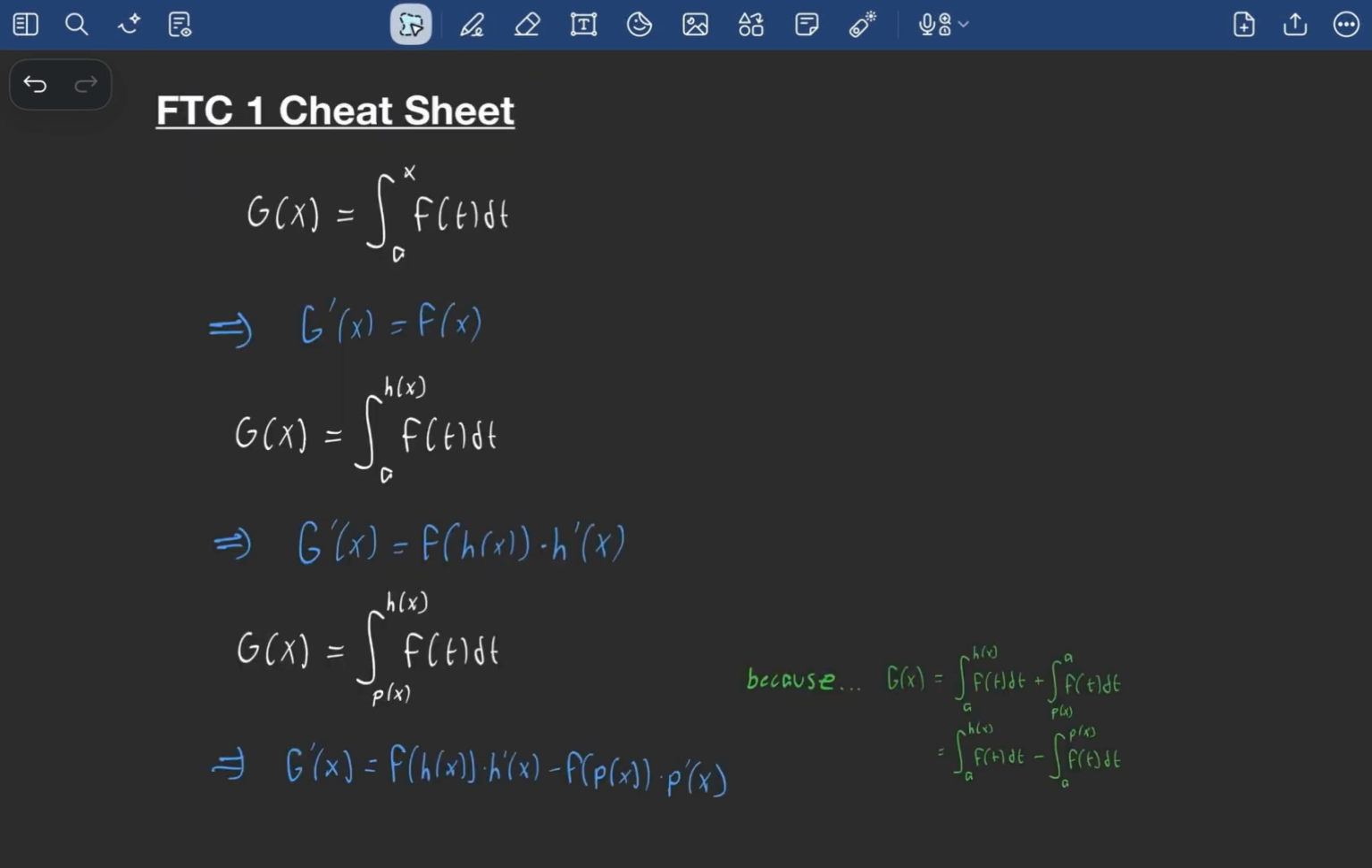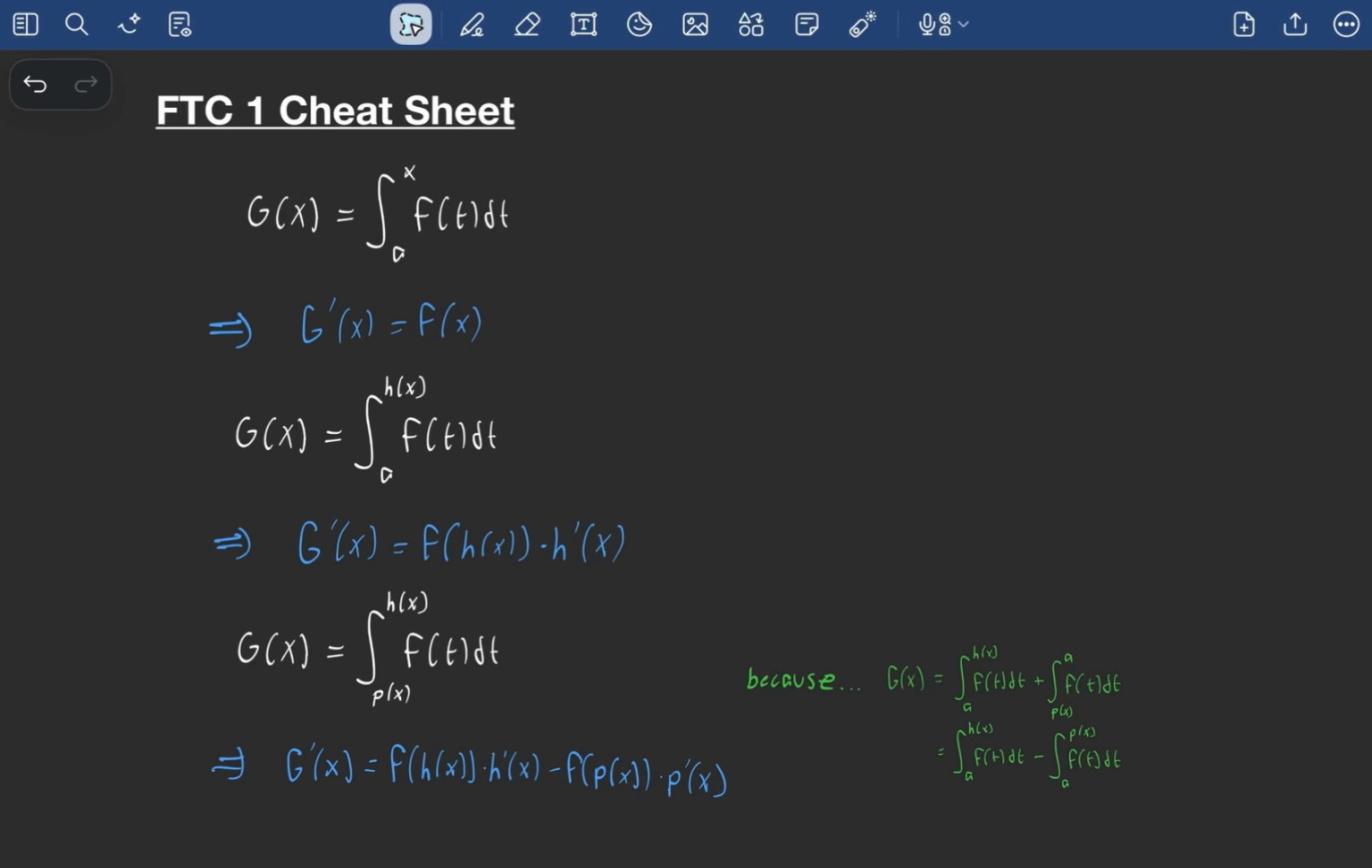In all, FTC 1, Fundamental Theorem of Calculus 1, is easy if you just remember these 3 things. The first thing is, if you have an integral function, the derivative of it, if f is continuous, is just take all the t's in f and replace them with x's. It's that easy. Second of all, the chain rule applies. If you have, instead of x, h of x as a bound of integration, you'll do the exact same thing. Replace all the t's with h of x, and then just multiply by the derivative of h afterwards. And last of all, if you end up having 2 bounds that are both functions, you can simply split it into 2 and do it that way.